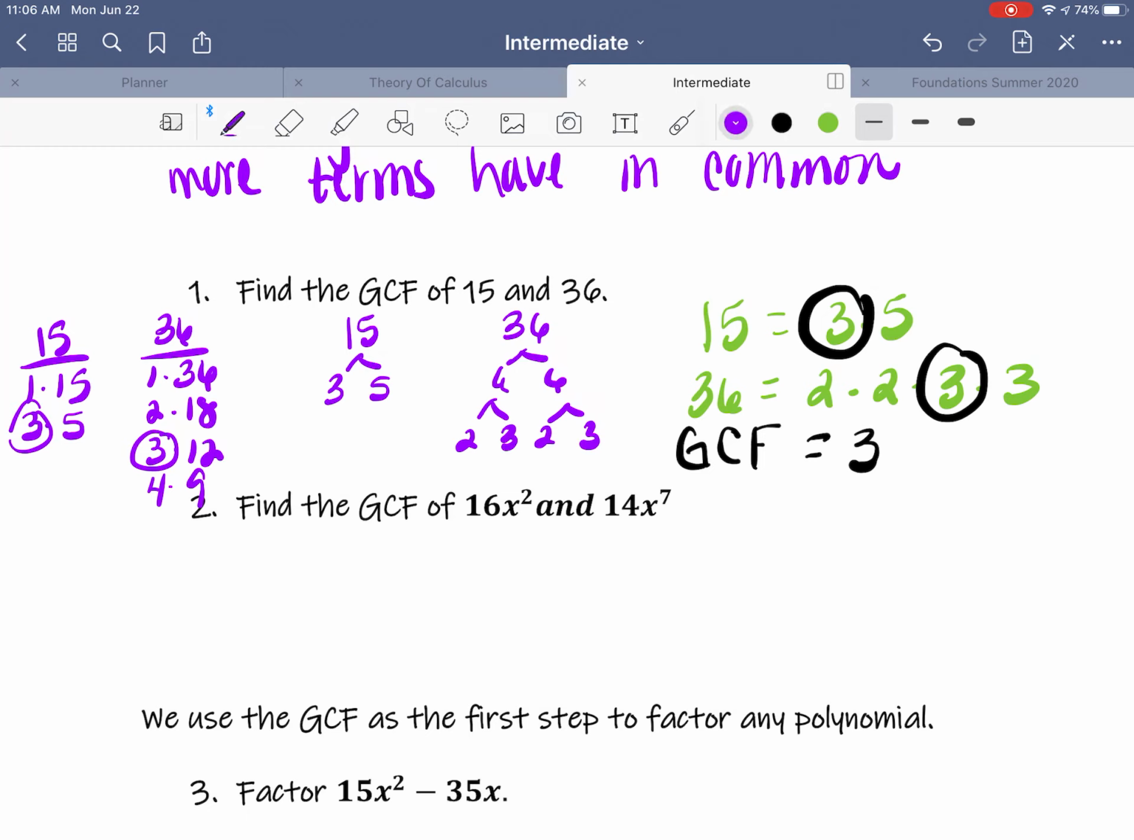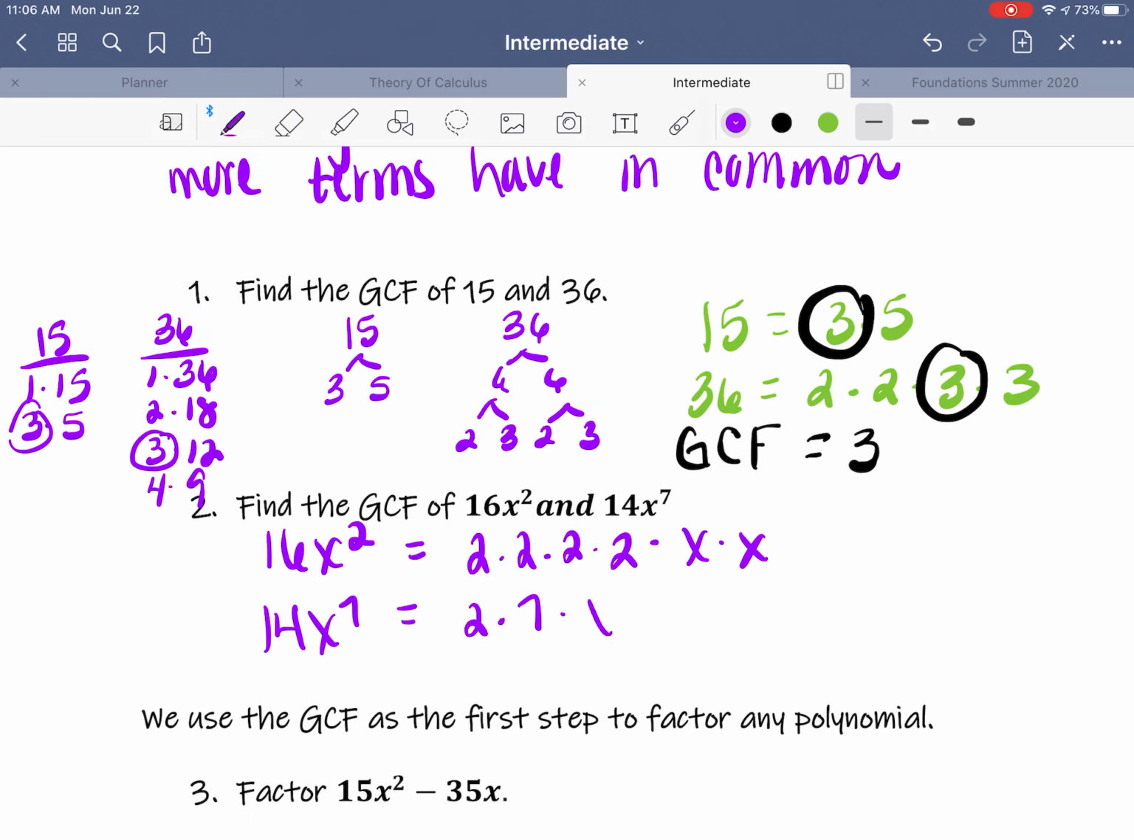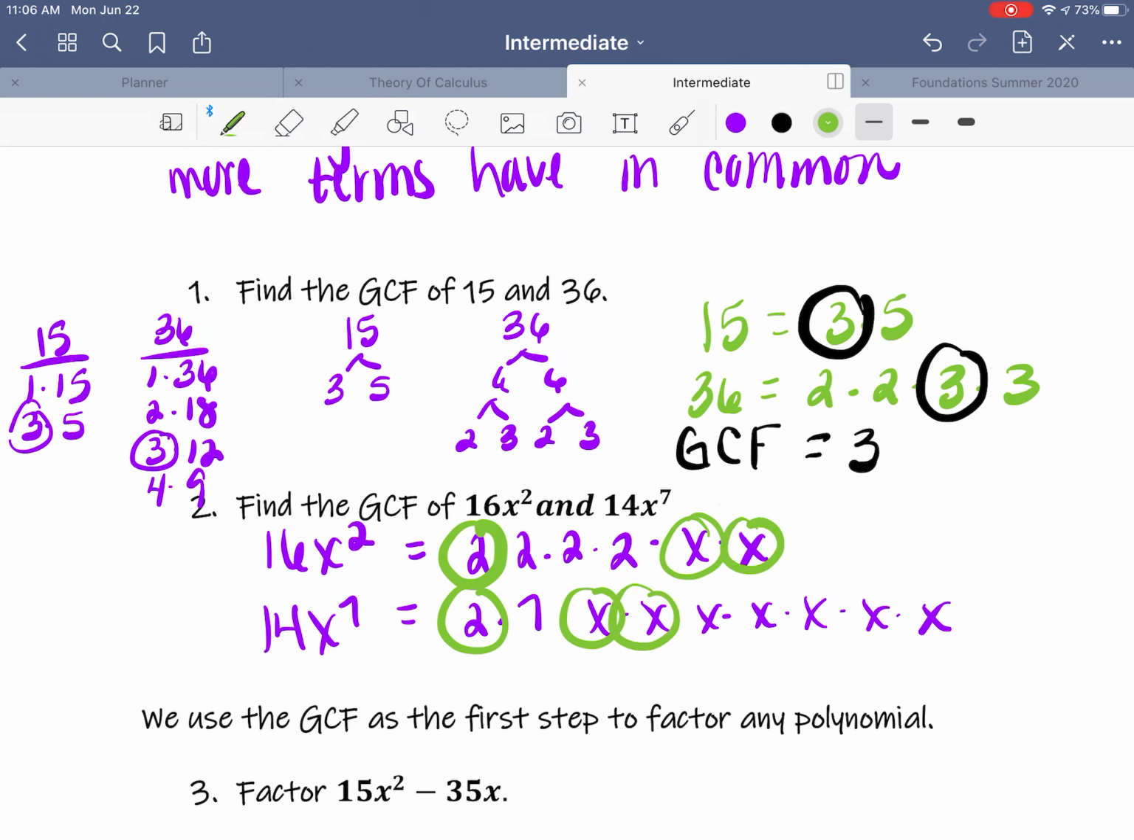Let's look at 16x squared and 14x to the 7th. 16x squared, if I did the prime factorization, would be 2 times 2 times 2 times 2, and then x squared. 14x to the 7th would be 2 times 7, and then 1, 2, 3, 4, 5, 6, 7 x's by definition of an exponent. And they share a 2. They also share an x and another x.